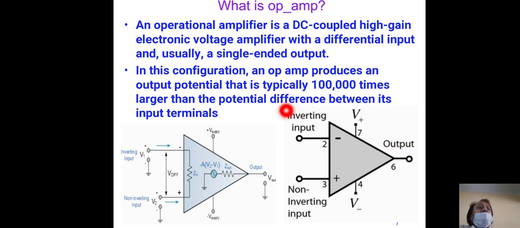This is the application of the op-amp, considered for high gain and infinite input impedance. The gain is very high, considered infinite, A equal to infinity, for the open-loop gain of the operational amplifier.